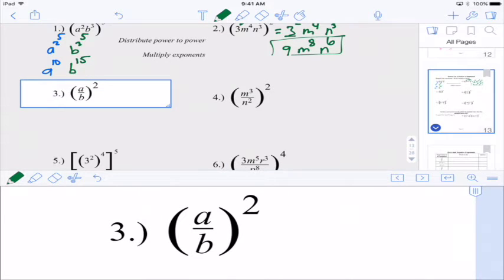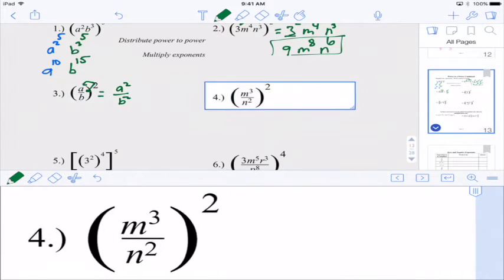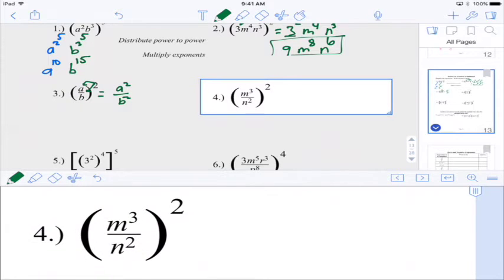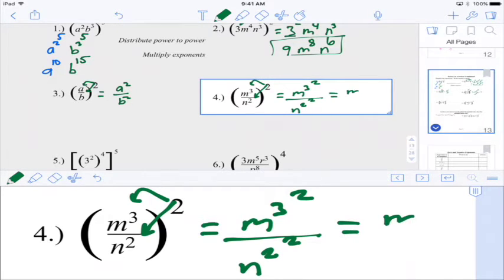Now, in number 3, we raised a and b to the second power. This one's easy: a squared, b squared. Number 4, same thing, but now we're going to use our power to a power. We can see that we have m cubed to the second power over n squared to the second power. So when we raise a power to a power, we multiply. So 3 times 2 is 6. 2 times 2 is 4.